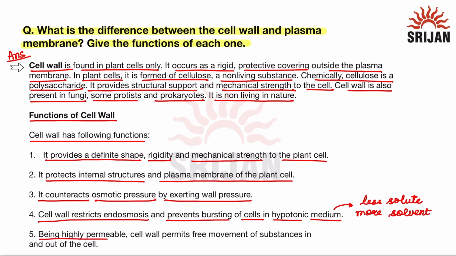Fifth is being highly permeable. Cell wall permits free movements of substances in and out of cell. So cell wall permits all the substances to move in and out of the cell because it is highly permeable.